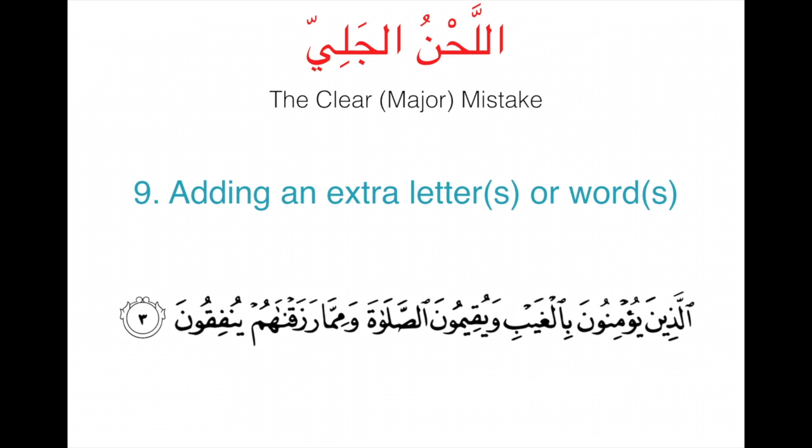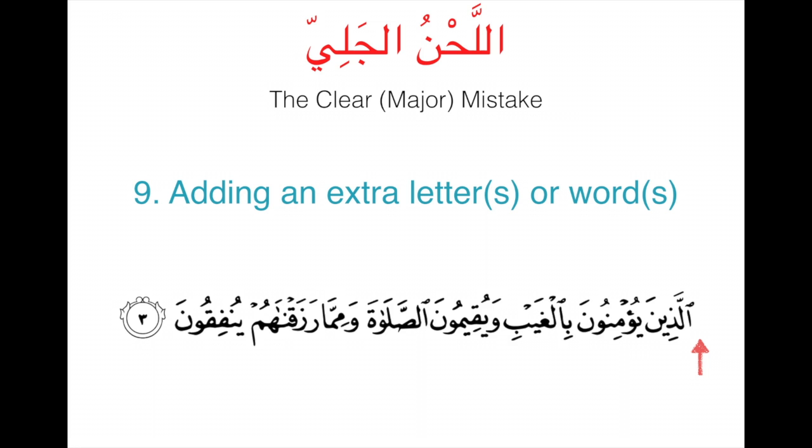Moving on, number 9, adding an extra letter or word, or letters or words. So clearly we see here there is no waw, yet you will get some people that will say وَالَّذِينَ يُؤْمِنُونَ بِالْغَيْبِ, when clearly there is no waw there. That's considered major because Allah subhanahu wa ta'ala did not put a waw there and you added one there yourself. It was a mistake, okay, be that as it may. It's considered major. Once someone calls it to your attention, it is our duty, if we make the mistake, to fix it right away.